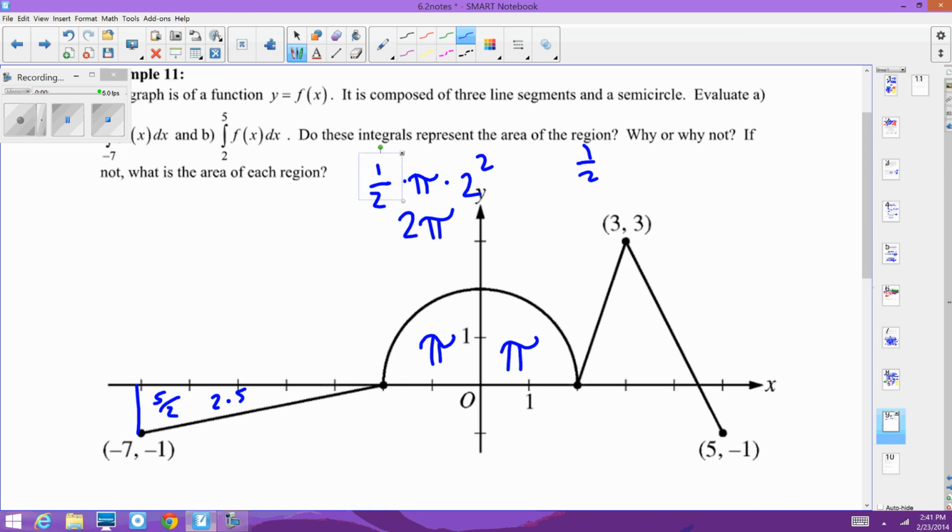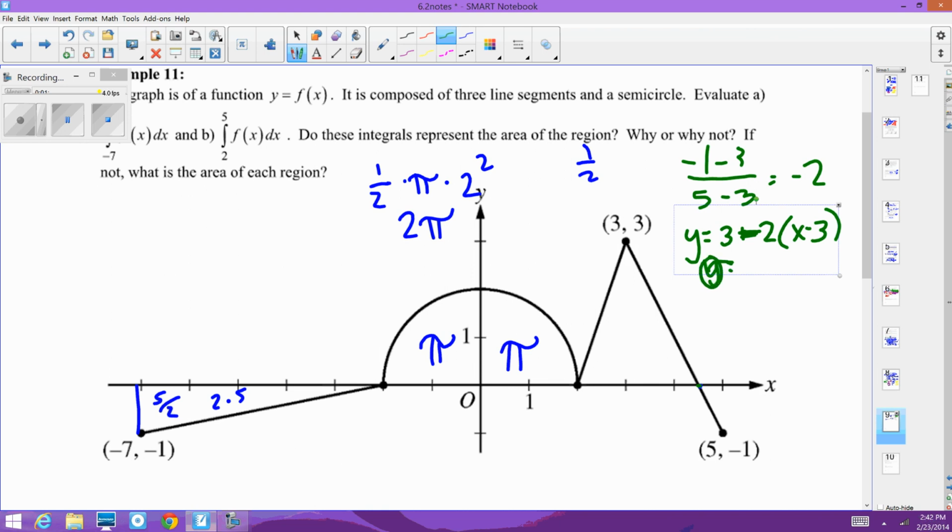This would be 1/2 times, oh man, what is that point? It's worth checking that point out. In order to find that, let's find the slope of the line. Okay, -1 minus 3 over 5 minus 3. So that's -2. Find the equation of the line. It doesn't matter which point you use: 3 minus 2 times x minus 3.